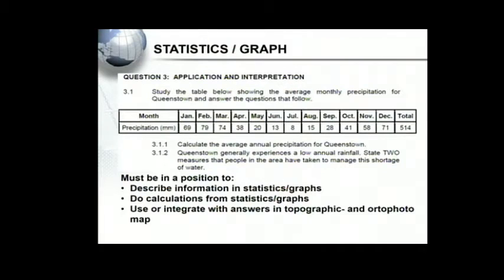Now, here they've given you statistics. It could have been a graph also, right? So please, people, you must be in a position to do this. Secondly, you must be in a position to do calculations from the statistics or the graph. Look at that one. Calculate the average annual precipitation for Queenstown. All right? So it's a very important thing.